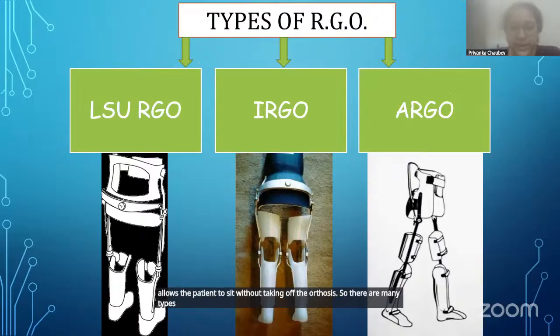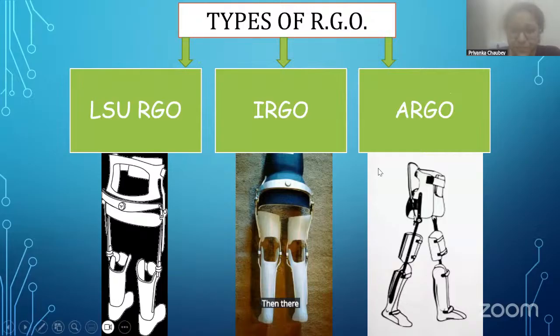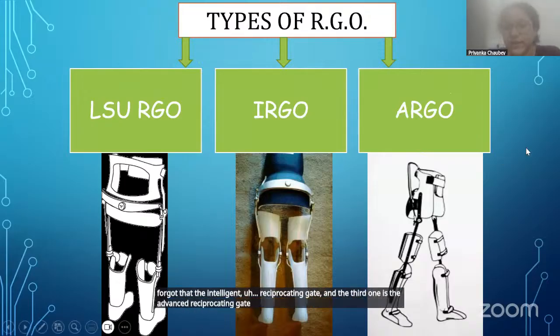There is a Louisiana State one initially. Then there was the intelligent reciprocating gait, and the third one is the advanced reciprocating gait. So that's the one we are on now.